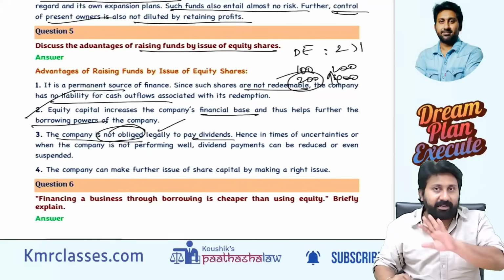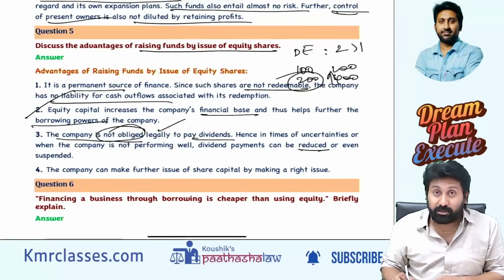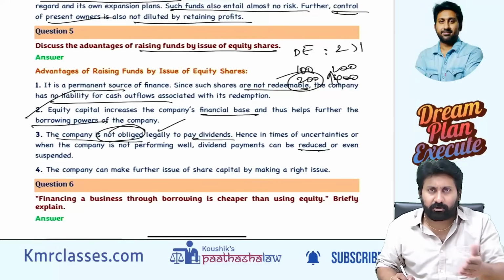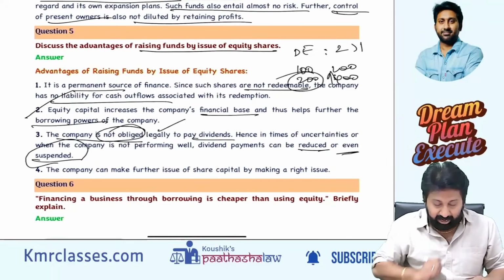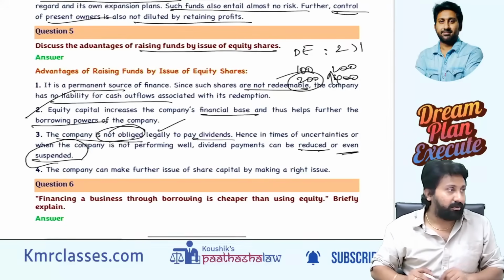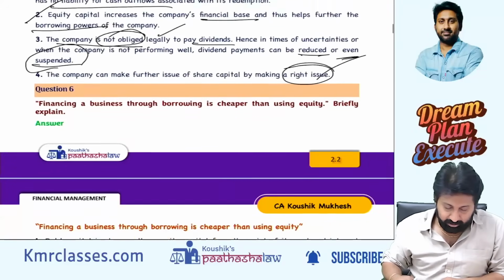Next, the company is not obliged, means no legal obligation, to pay the dividend. So dividend payment is not mandatory. If you have profits, you can pay the dividend. Dividend payments can be reduced. Last year 12, this year you can pay 10, or you can pay 12 again, or it can even be suspended. Okay, next, an issue can be made also through rights.